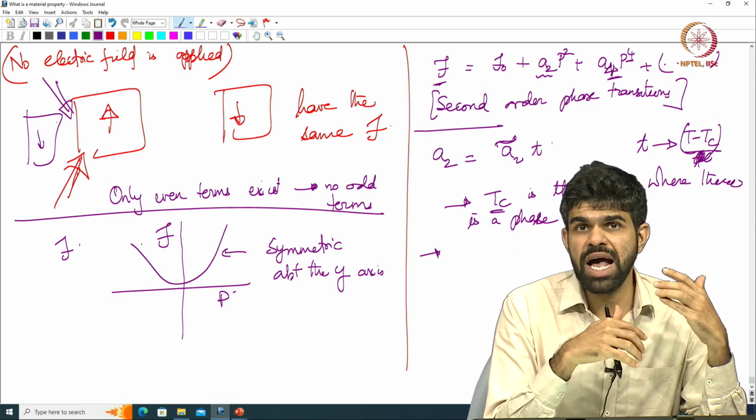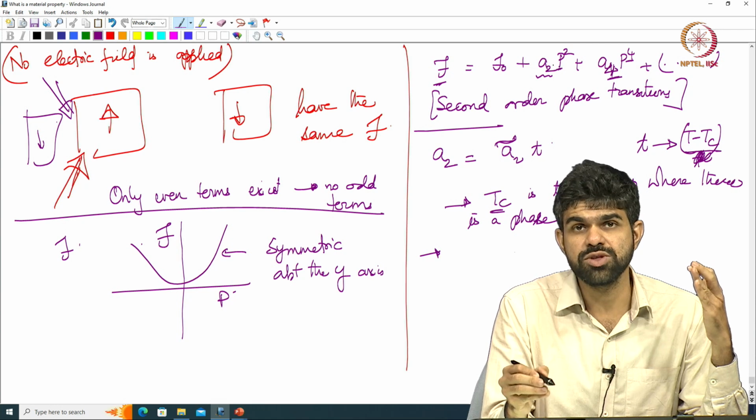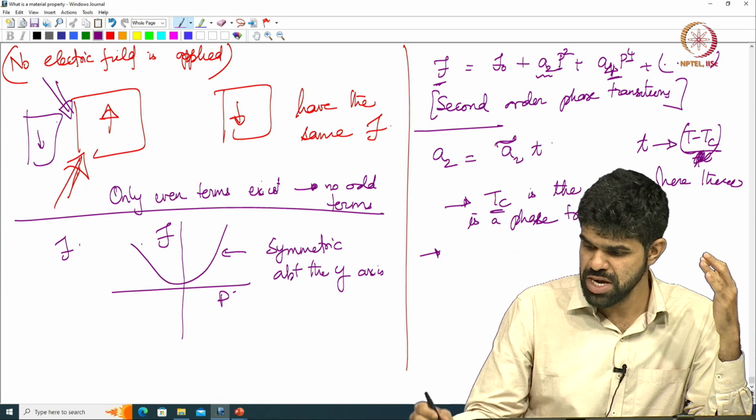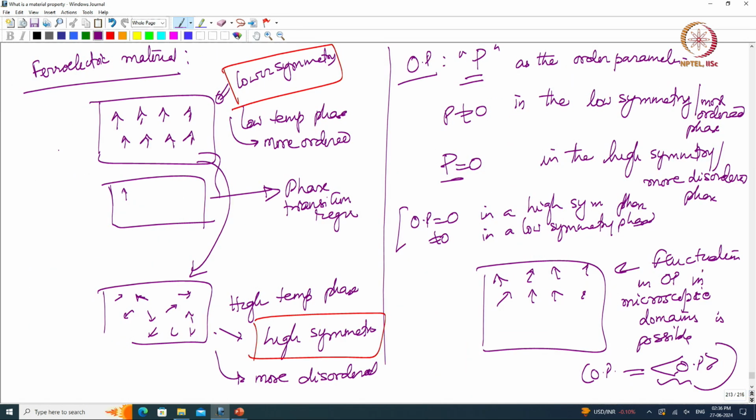And so as a function of temperature, the polarization is decreasing. We saw it in this picture that if I keep on increasing the temperature, the highly ordered phase comes down to a disordered phase. So the polarization keeps on decreasing, okay.